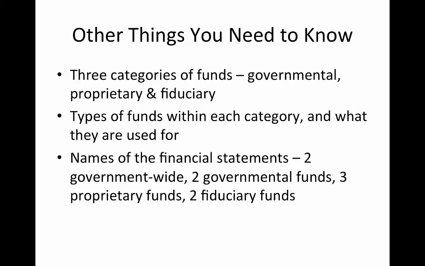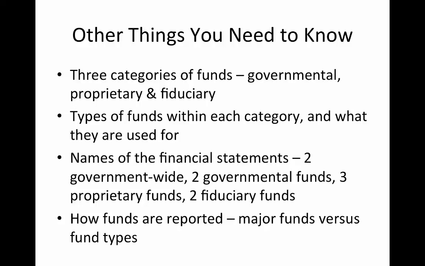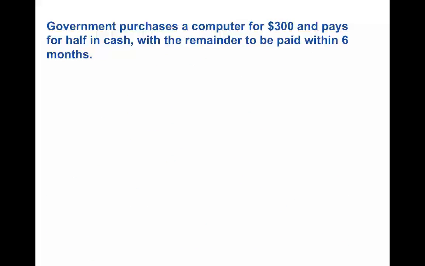And then you also need to understand the issue of how major fund reporting is done in the governmental funds and the enterprise funds versus reporting by fund type, which means that all the funds that a government has of a particular type are aggregated together and presented in a single column. And then lastly, the last thing I want to share with you is a little bit of transaction analysis to point out the most obvious differences between accrual and modified accrual. That is, the way that they treat transactions that involve capital assets and long-term liabilities.